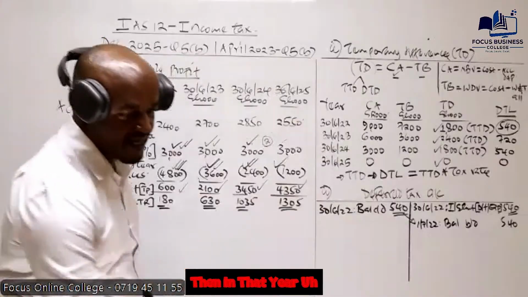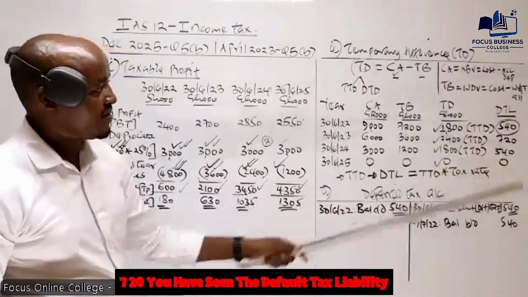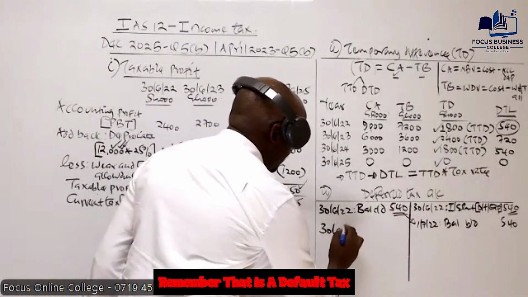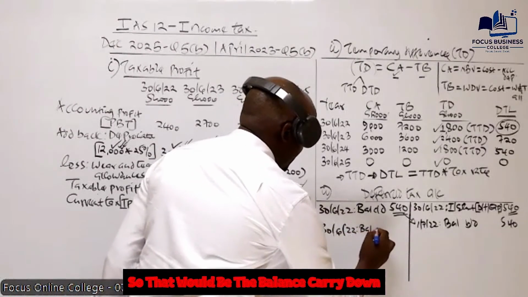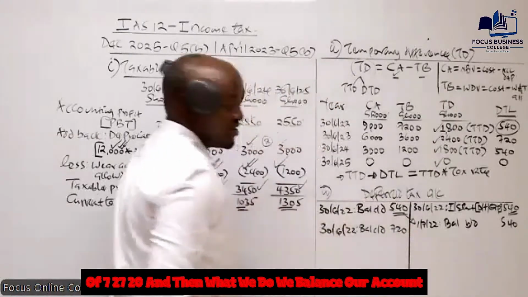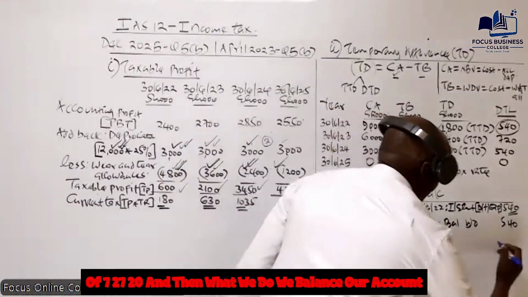Then in that year, we have a deferred tax liability of 720. We said the deferred tax liability, we record it on this side. And remember, that is the deferred tax liability at the end of the year. So that will be the balance carried down of 720. And then we balance our account.